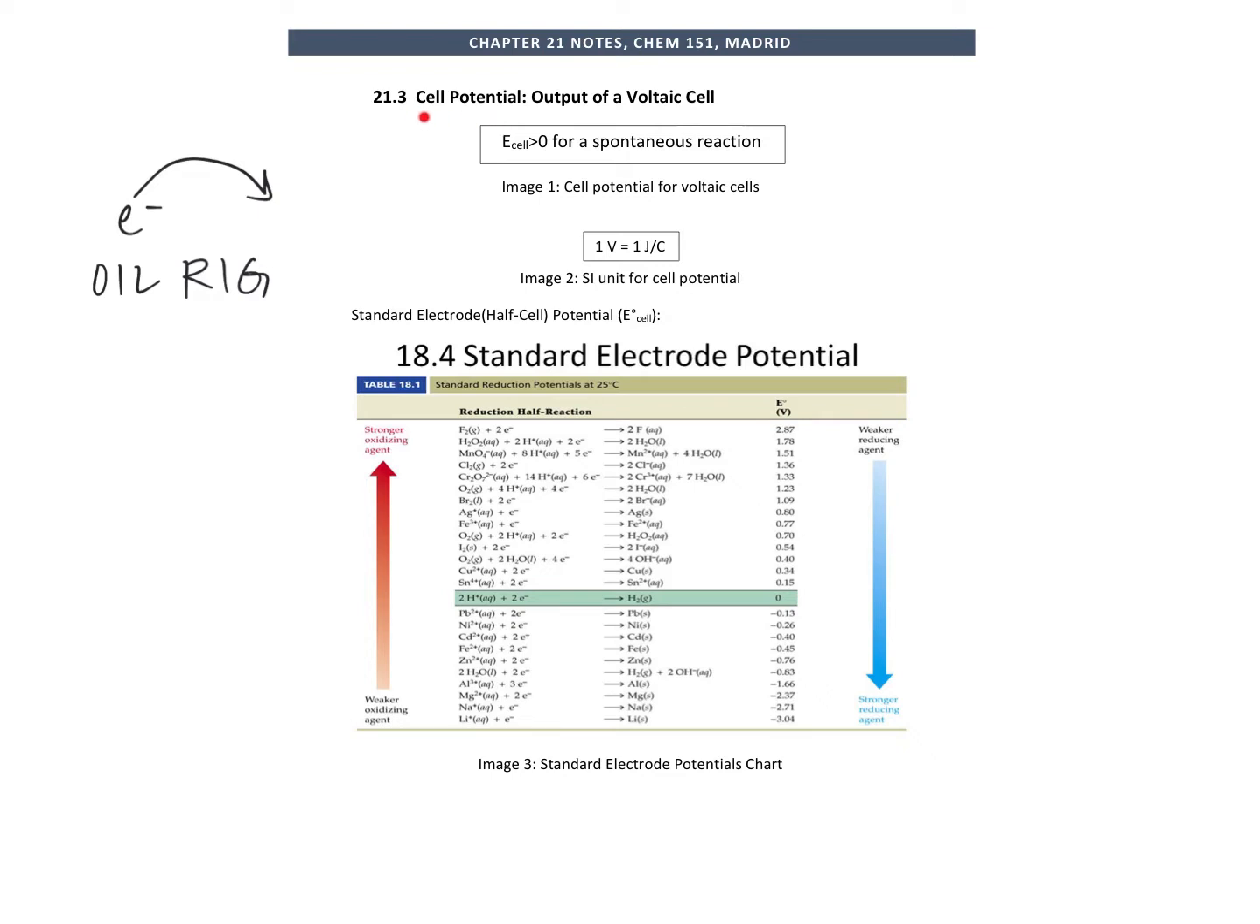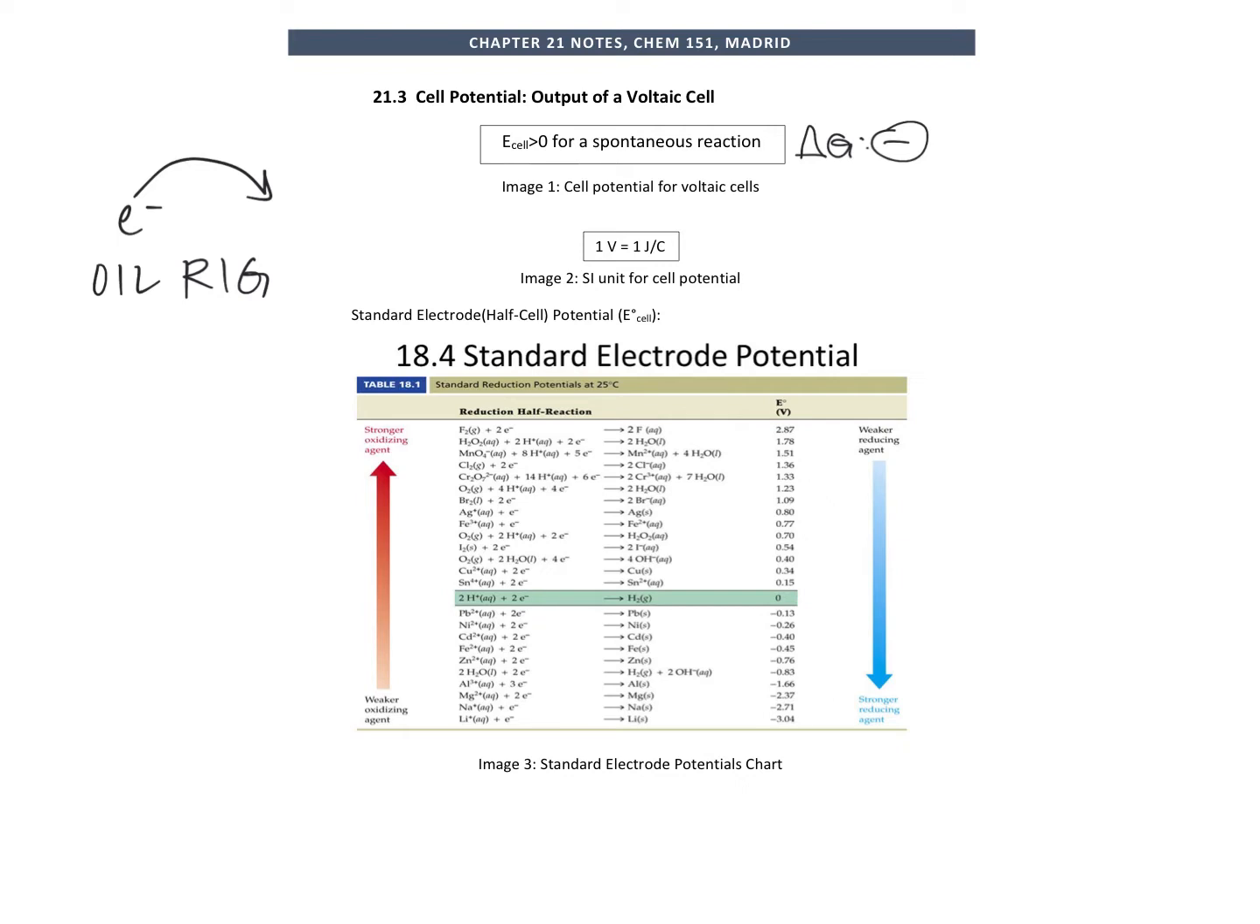All right, so the focus of 21.3 is cell potential. This is the output of a voltaic cell. For a spontaneous reaction, we know any spontaneous reaction has a delta G that is negative. However, cell potential is positive for a spontaneous reaction. So remember from chapter 20 that entropy of the universe is positive for a spontaneous reaction. Free energy is negative for a spontaneous reaction. And then in this case, E cell, which is cell potential, is positive for a spontaneous reaction.